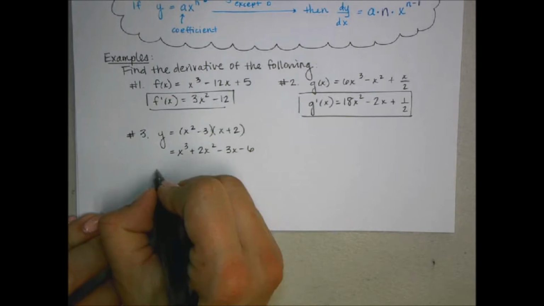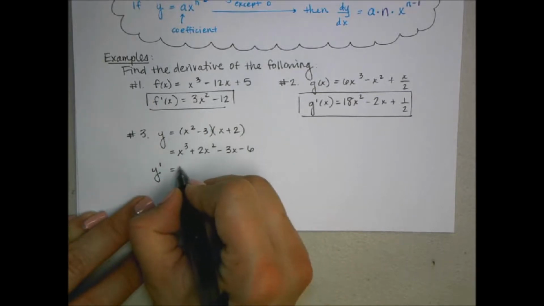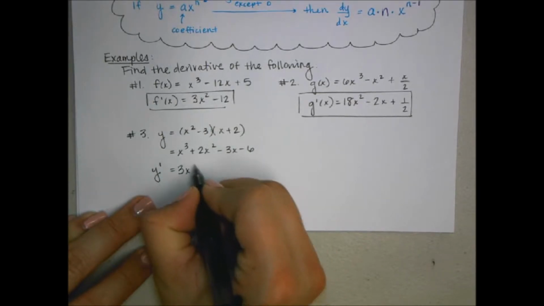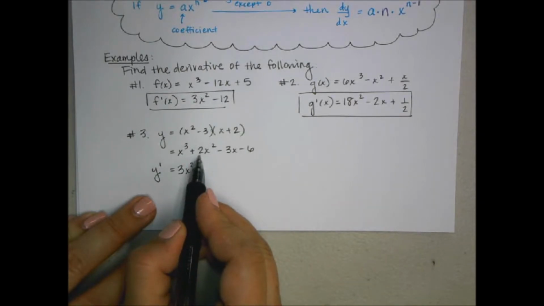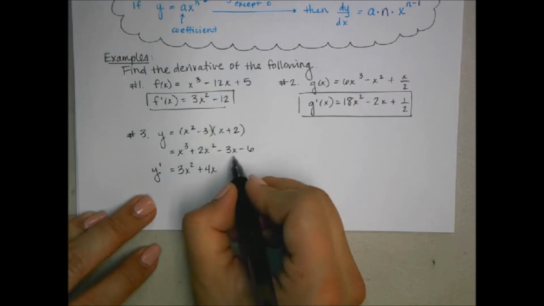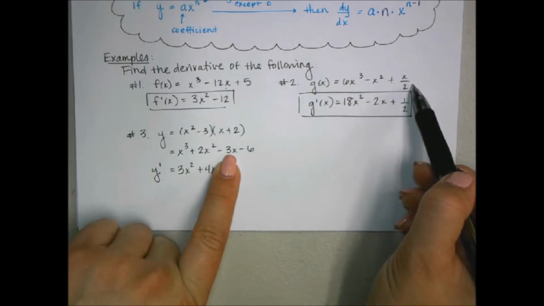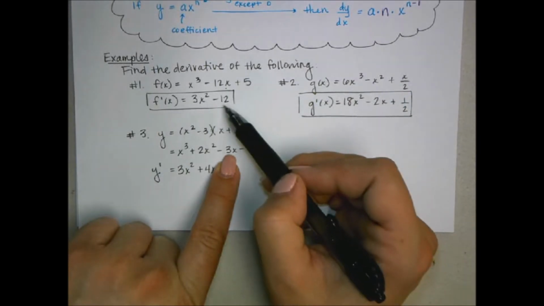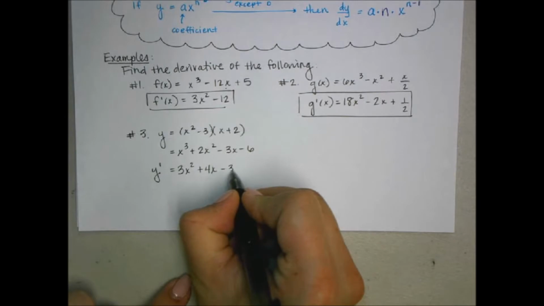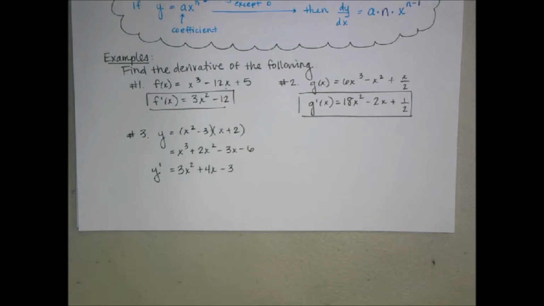derivative. So dy dx, or y prime, the derivative of y, we bring down 3 times the 1. X gets a new power, 2. Here, 2 times 2 gives us 4. X gets a new power of 1. Here, remember that anytime we had just an x term, the answer was just a coefficient. So that would be negative 3. And then anytime we have a constant, our derivative is 0. So this is all we end up with.